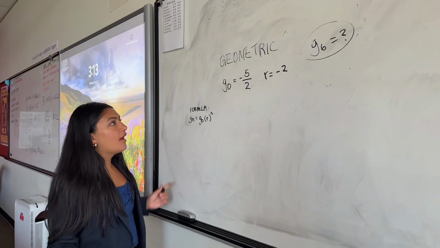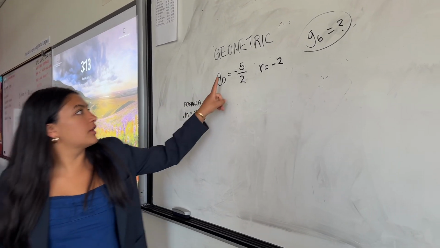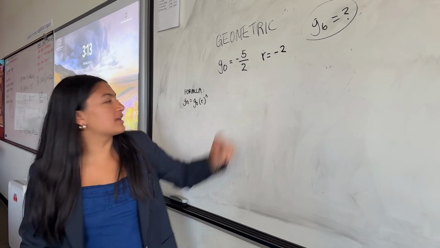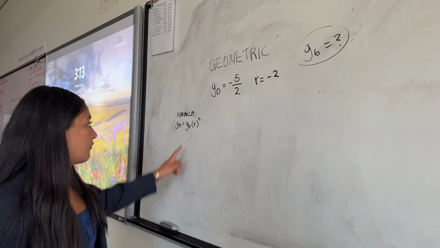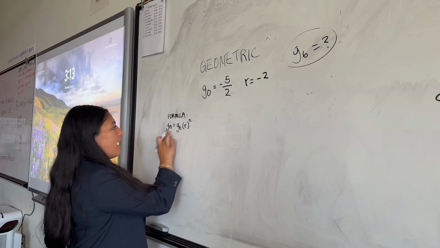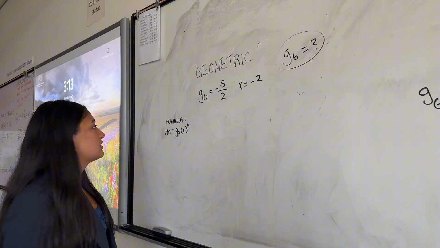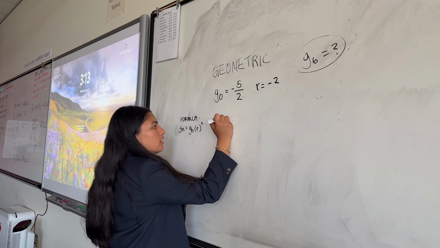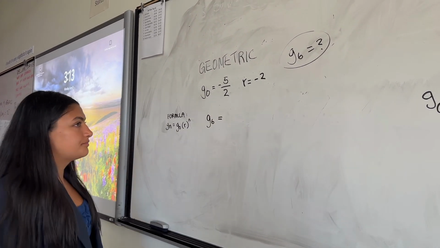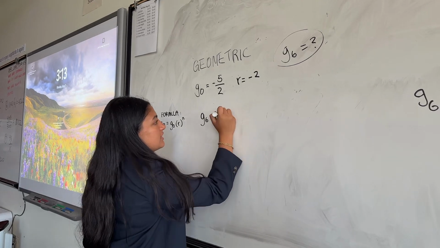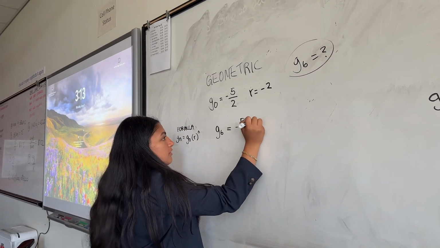Okay, we're still not done. We still have to find g of 6. So now that we know that g of 0 equals -5/2 and our ratio is -2, we can work with that. So you're going to plug those into our formula. Our formula is g of n equals g of 0 times ratio to the n. So we're first going to plug in, we're finding g of 6. So we're going to do g of 6 equals g of 0, which is -5/2, and then our ratio, which is -2, to the 6th.